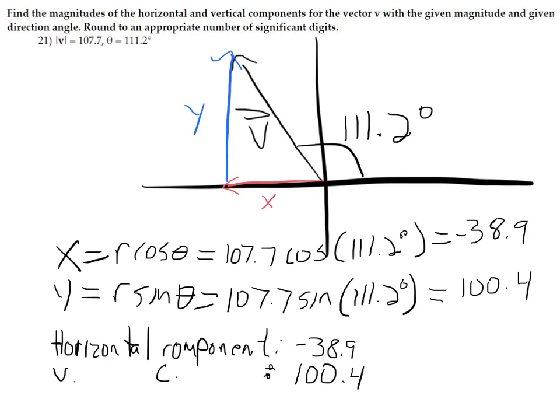Alright, so this is how you compute the horizontal and vertical components if you're given the magnitude and direction. It's simply x equals r cosine theta and y equals r sine theta. And because of the degrees, make sure you are in degree mode when you use your calculator. Alright, this completes this problem.